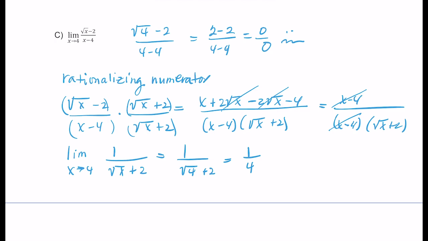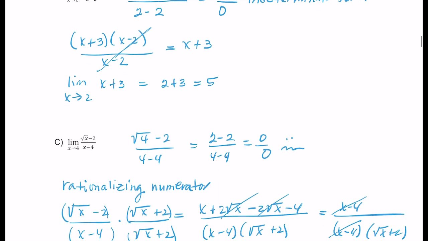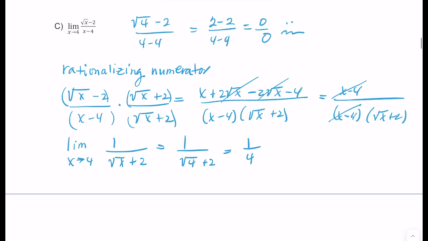And in the last example, we addressed it by factoring, which eliminated the piece that turned the fraction into a 0 in the denominator, and then also the numerator. And then in this last example, we rationalized, which changed the form of the expression, which allowed us to evaluate it at x equals 4 and then find the limit that way.